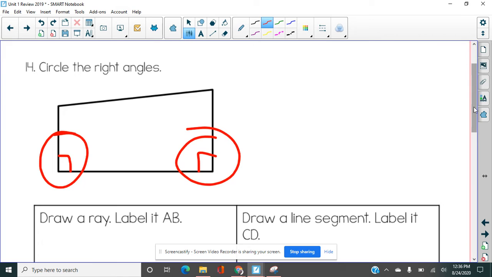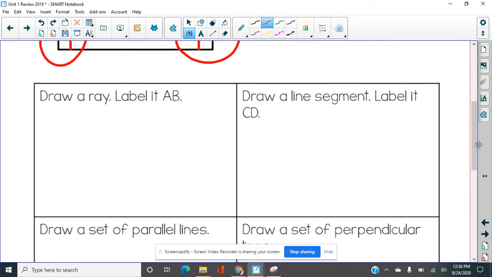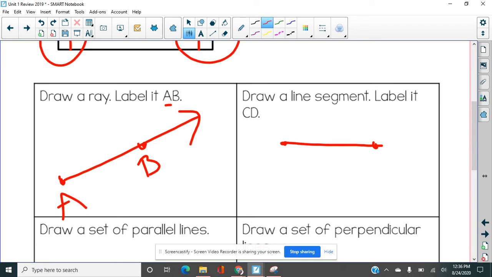All right, last section here, we're going to draw a ray and label it AB. So the ray is going in one direction and it's starting at the A, because a ray has to be named correctly. Draw a line segment. How many arrows do I need on my line segment? If you said zero, you are correct. A line segment has a start and a stop at that point there. Here, we're supposed to call this CD.